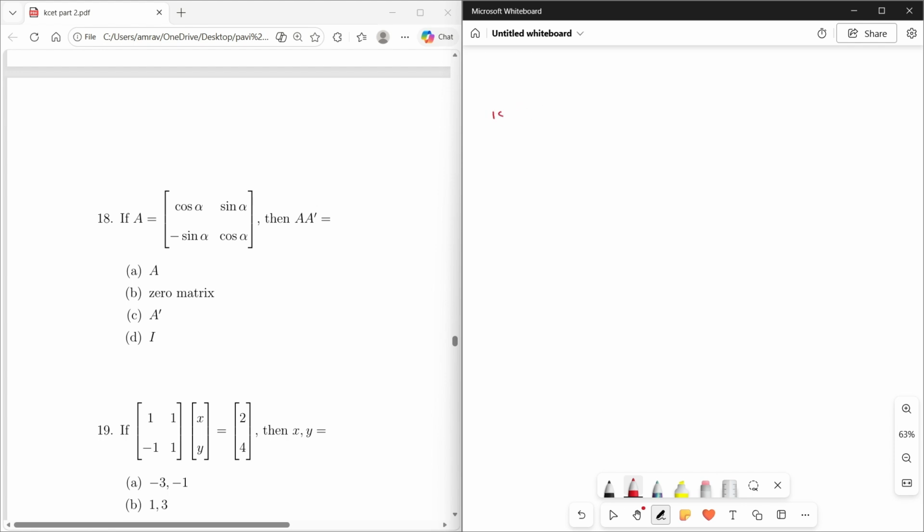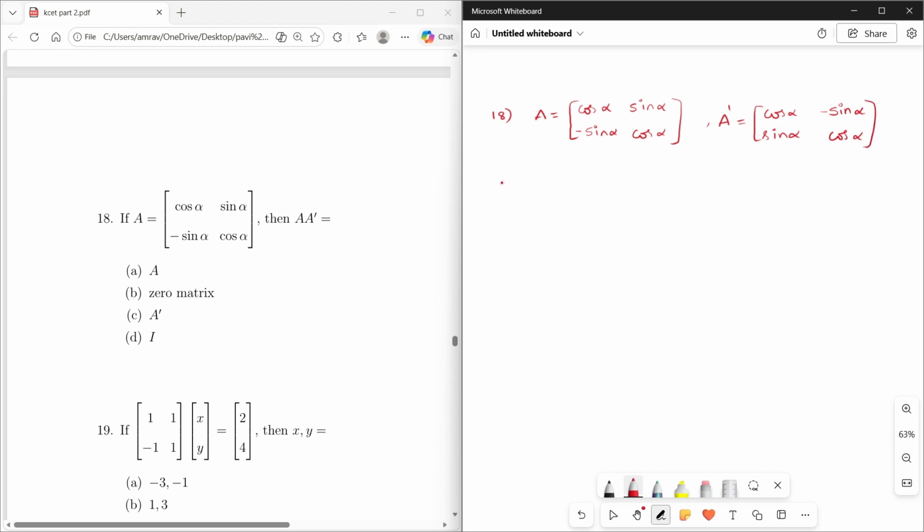Okay, first let us write down the given matrix. Matrix A is equal to cos alpha, sin alpha, minus sin alpha, and cos alpha. So they're asking you to find the product of A and A transpose. So let us first write out what is A transpose. A transpose is equal to, rows get interchanged as columns, cos alpha, minus sin alpha, sin alpha, cos alpha.